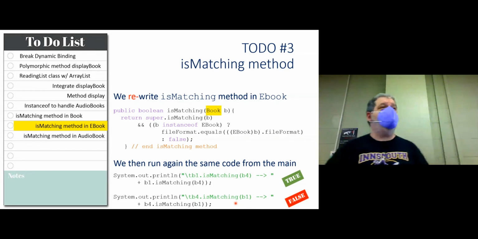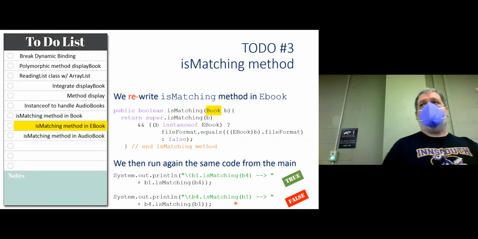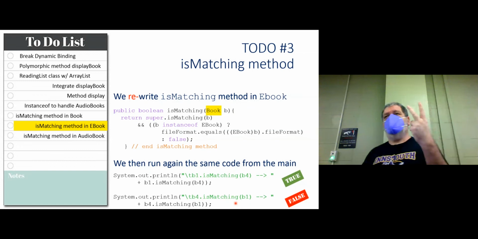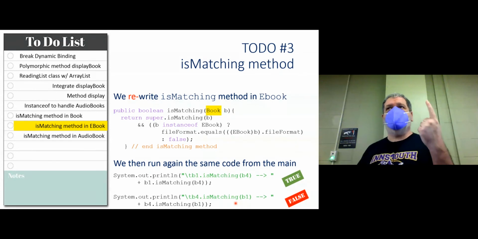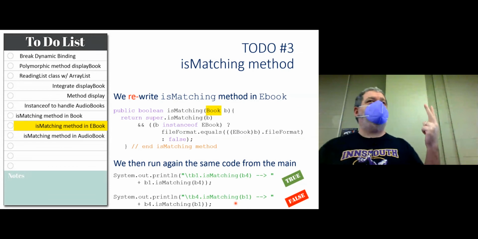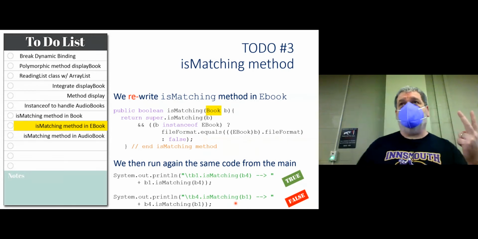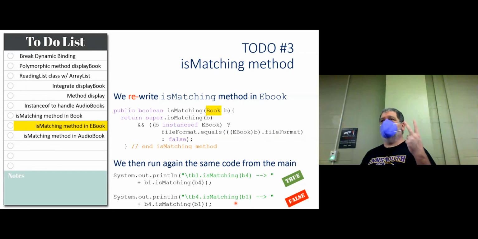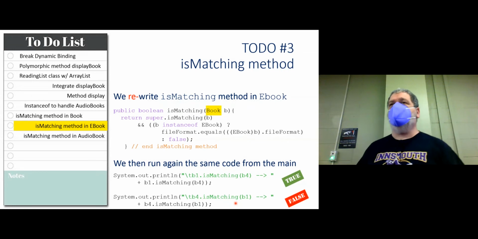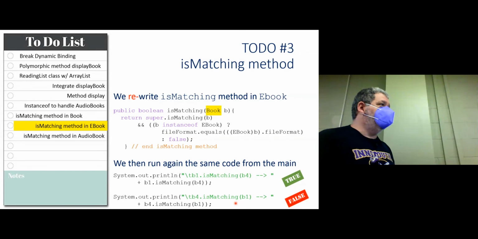isMatching. Is there a version of isMatching in the EBook class? Yes, there are two as a matter of fact. One is accepting a Book as parameter. That's the one that overrides. And one is accepting an EBook. That's the one that actually overloads. What do we have here? We have a Book. So I'm not going to even try some shenanigan with downcasting here. I'm going to just go with the version that takes the Book here.